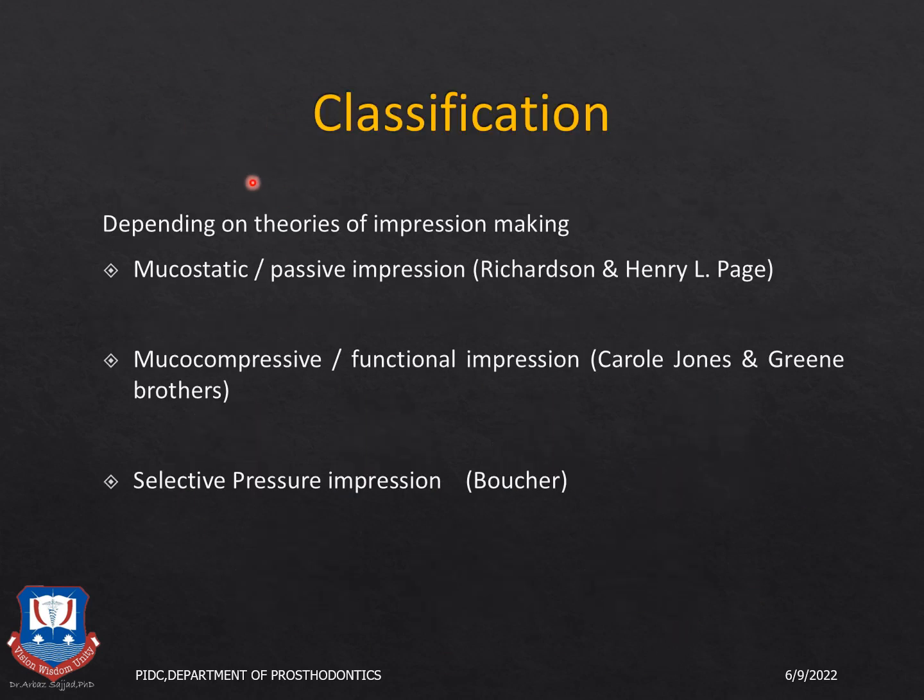So now coming to the classification of impression making, that is, impressions are classified based upon, the first is the different theories of impression making. That is, there are three theories of impression making. That is mucostatic, mucocompressive, also known as functional impression technique or functional impression theory, and the selective pressure impression technique, which is given by Boucher and which is largely followed all around the world.